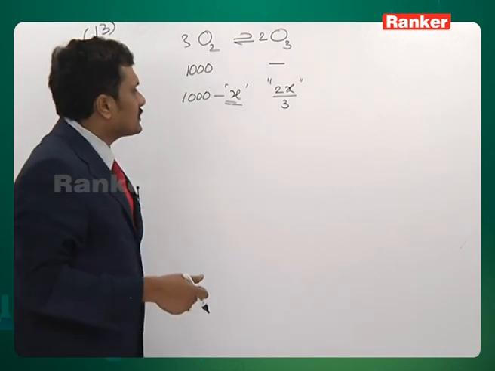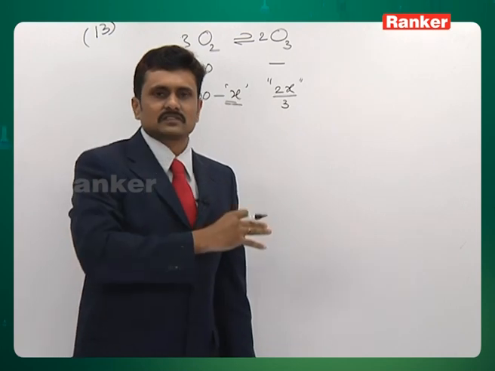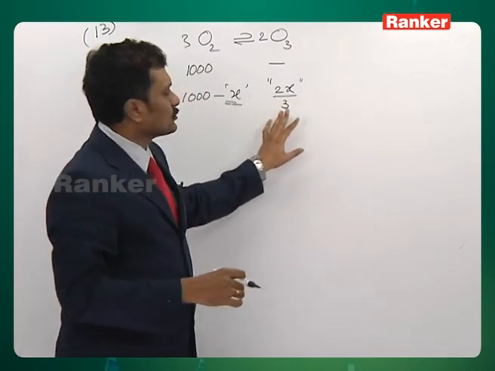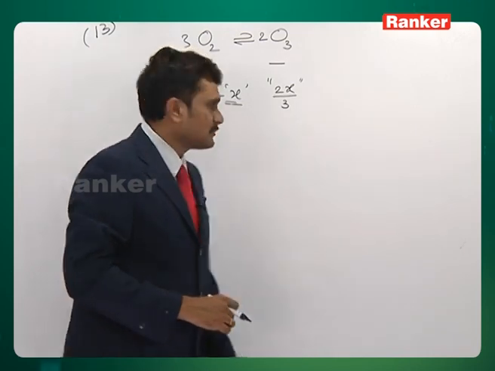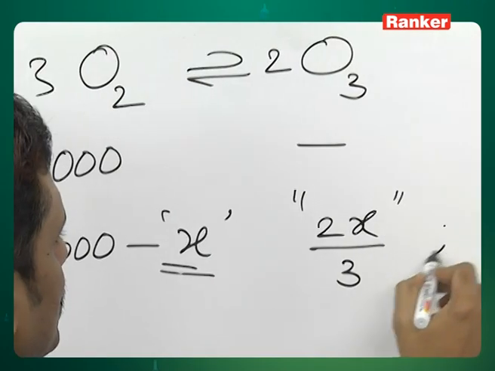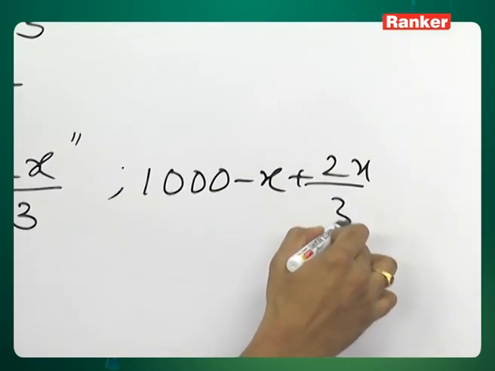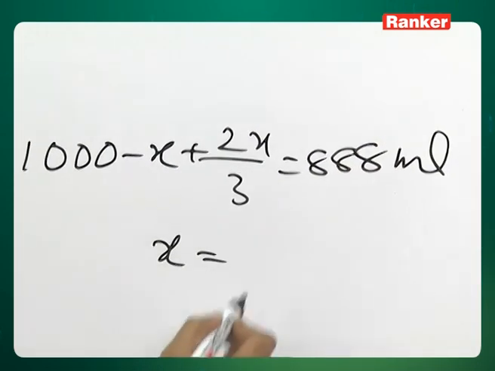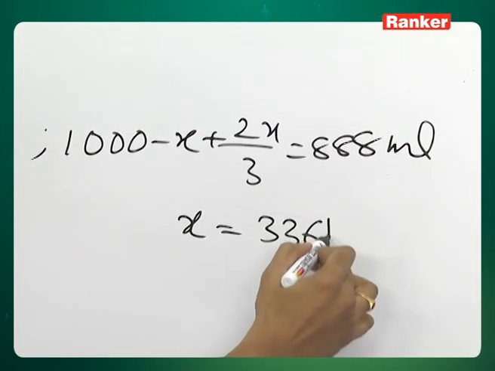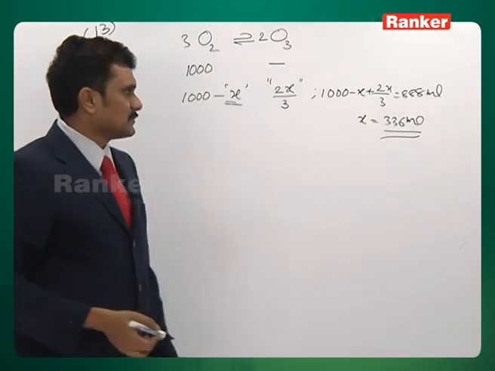This I could make out because in the question it is clearly mentioned that this gas mixture, I mean to say oxygen and ozone, both should remain after the end of this reaction. It's also given that the sum of the volume of these two gases is 888 ml. From here I will be finding out the value of X. It's 336 milliliter after the simplification.